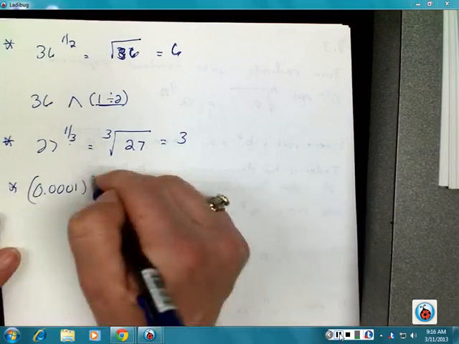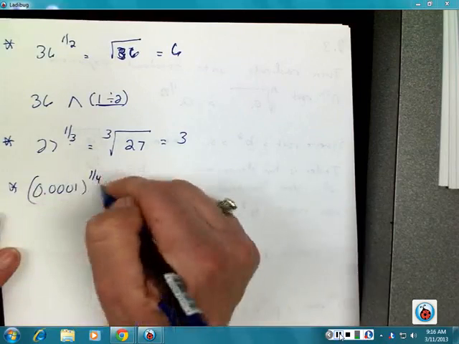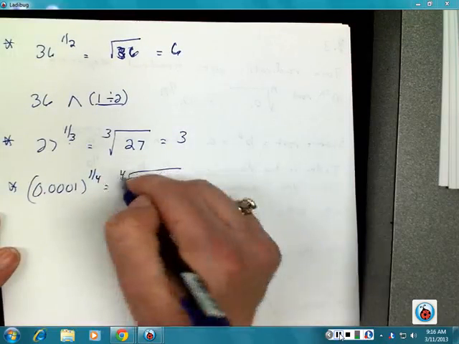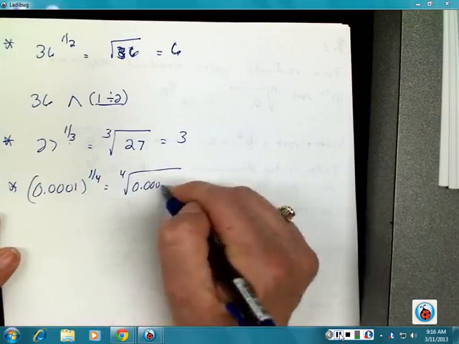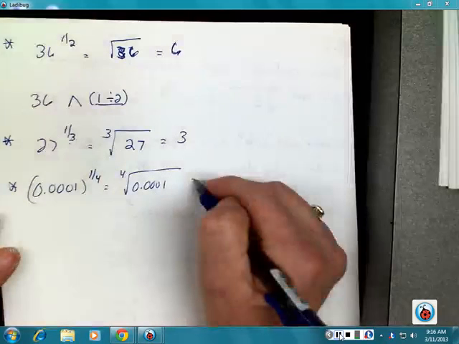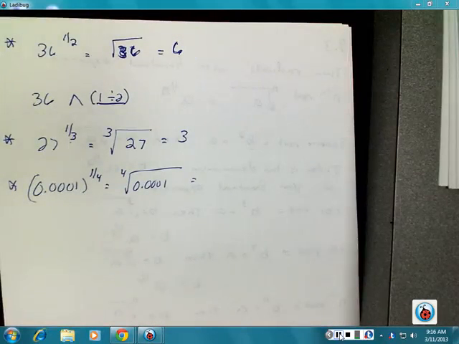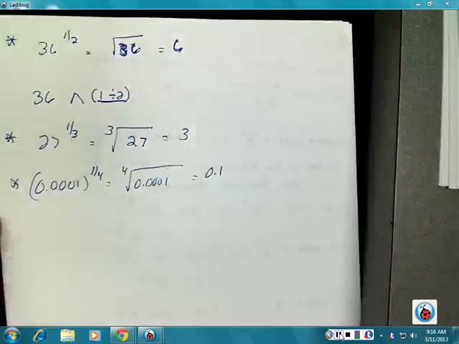And another one might be 0.0001 to the 1/4 power. So that means I need the 4th root of 0.0001. And what would it end up being? So what's the 4th root? And that's the way you interchange and go between these things. 0.1. Yep, 0.1.